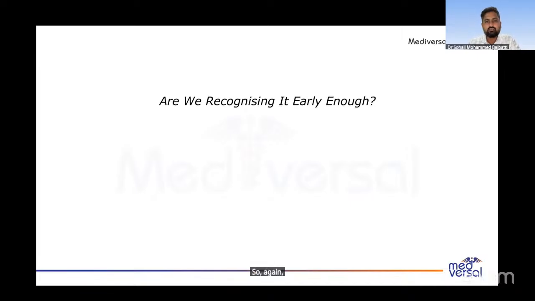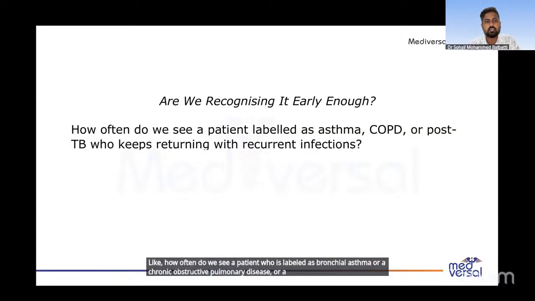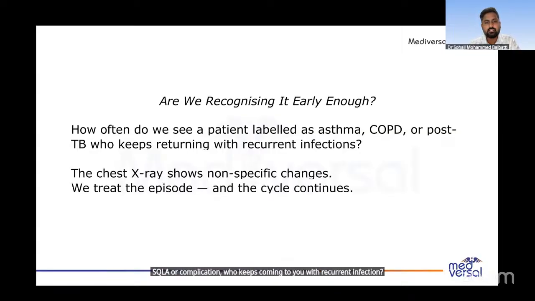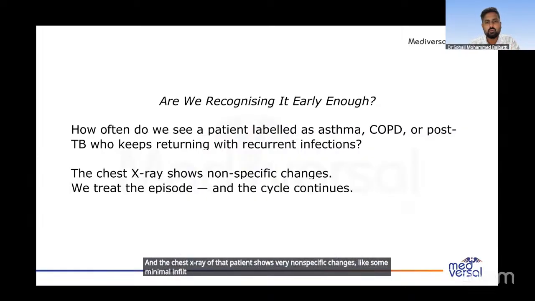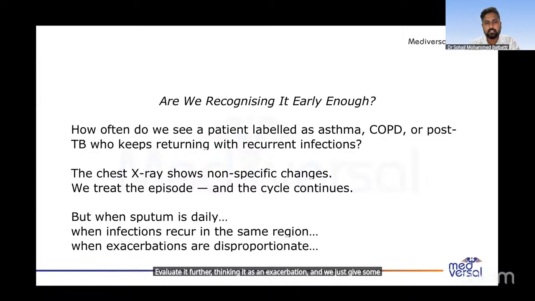So again, my question is, are we recognizing it early enough? How often do we see a patient labeled as bronchial asthma, or chronic obstructive pulmonary disease, or post-tubercular sequelae, who keeps coming to you with recurrent infection? And the chest X-ray of that patient shows very non-specific changes, like minimal infiltrates or increased bronchovascular markings. So we just treat the episode, thinking of it as an exacerbation, and give some antibiotic. But the cycle continues, with sputum production in day-to-day life, and the infection keeps recurring, especially in the same region.